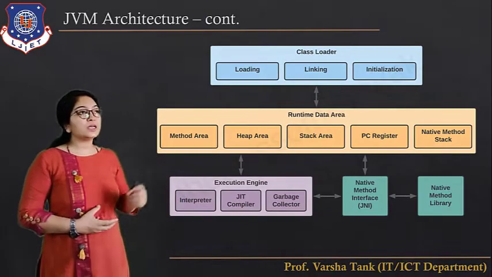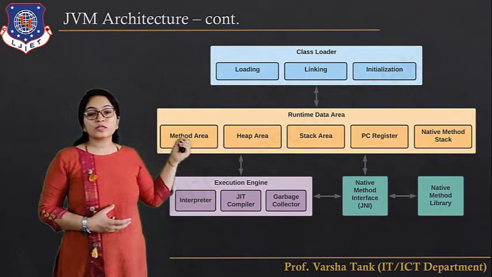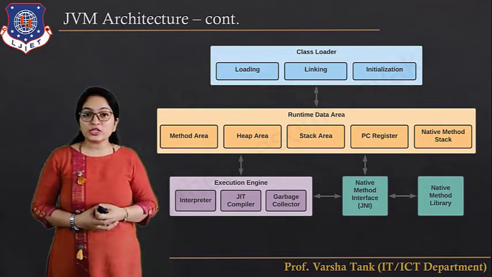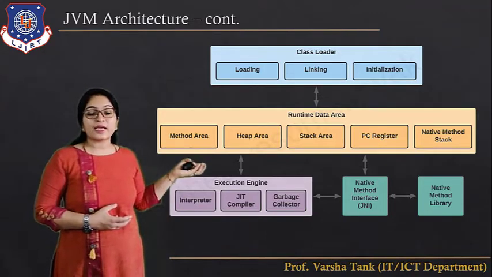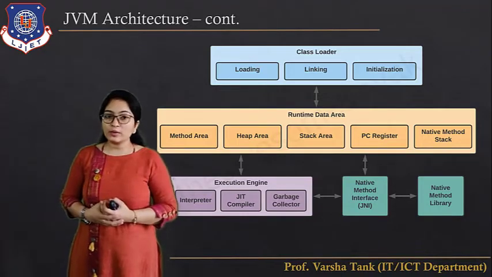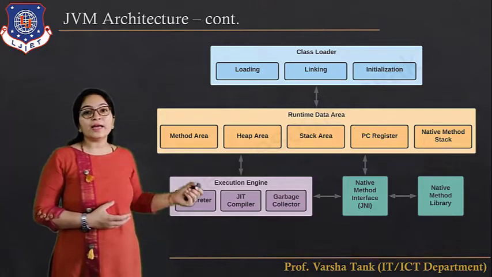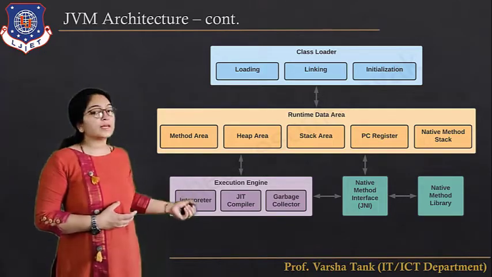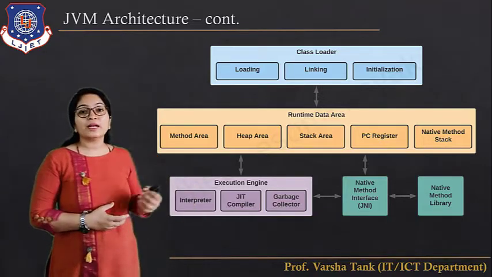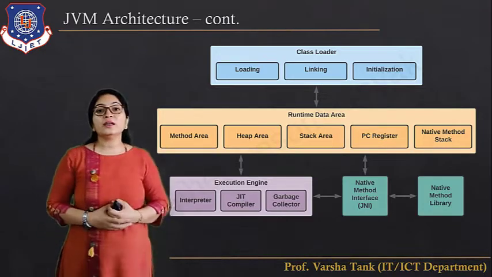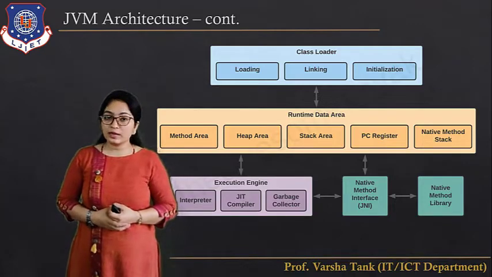Now here you can see the Java Virtual Machine architecture. The ClassLoader is responsible for loading, linking, and initialization. After that, the runtime data area is there: the method area, heap area, stack area, PC register, and native method stacks, where all the allocations are done. Then the execution engine is there, with the interpreter and the JIT compiler, which compiles the program. Then the garbage collector is there. And here you can see the native method interface, and after that the native method libraries.